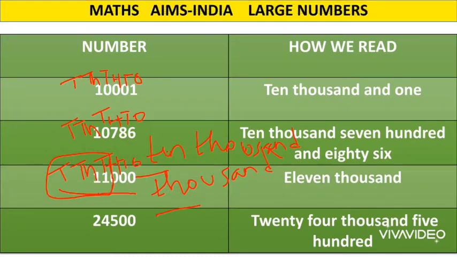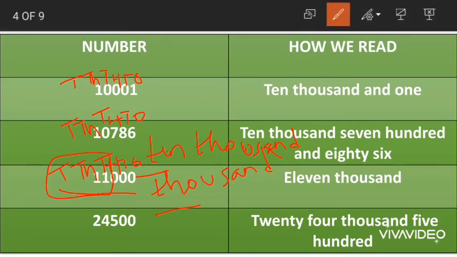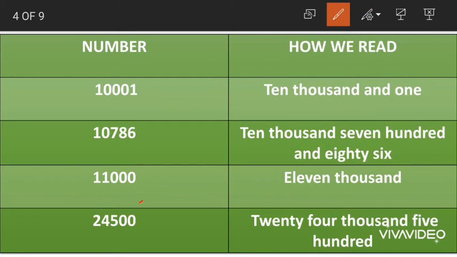The last number is 24500. Again, let us write the place values: ones, tens, hundreds, thousands and 10,000s. Here, if we come from the right side, 5 is at hundreds place. So, we read it as 500. Again, 4 is at thousands place. So, we read it as 4,000. And 2 is at 10,000s place. How will we read it?